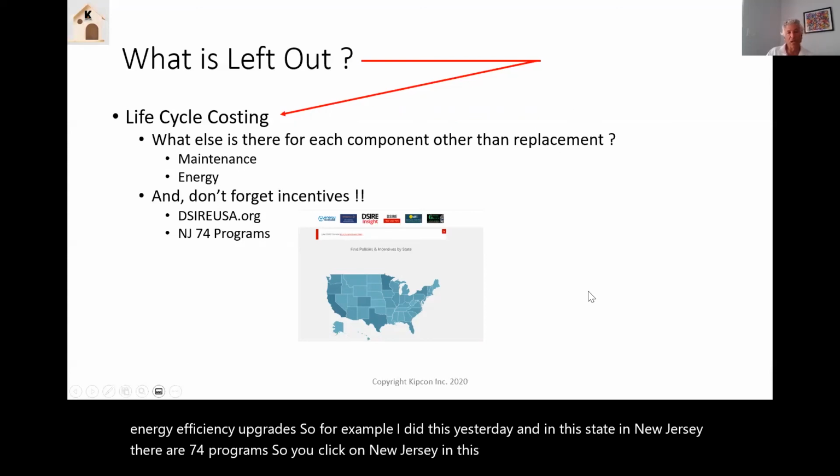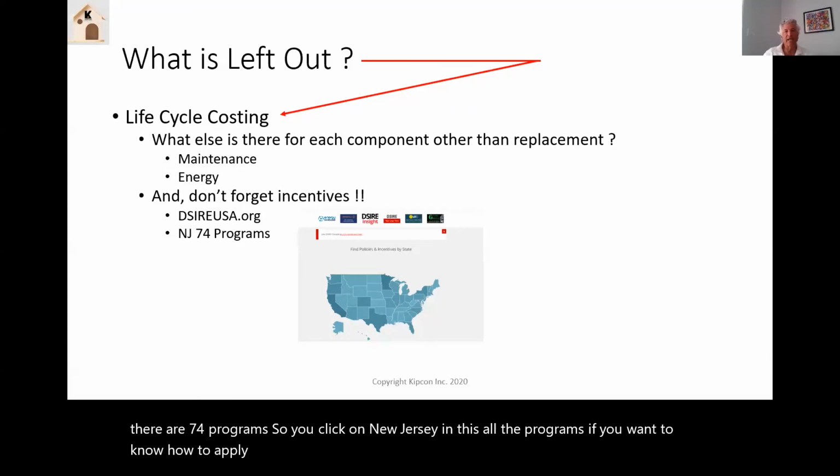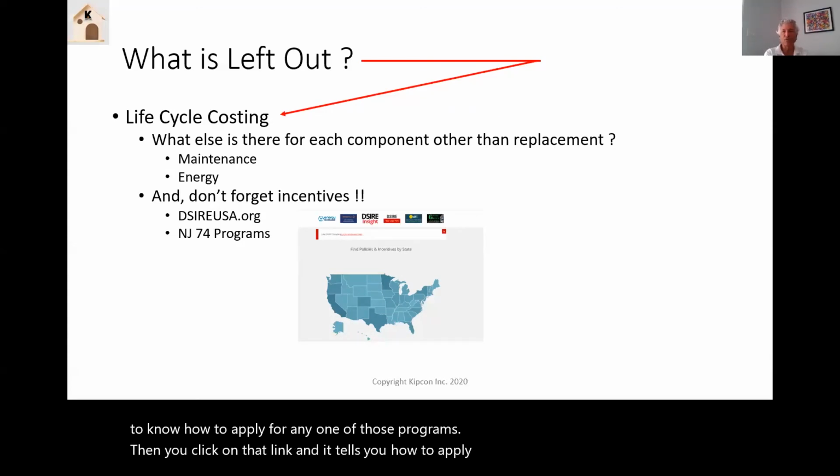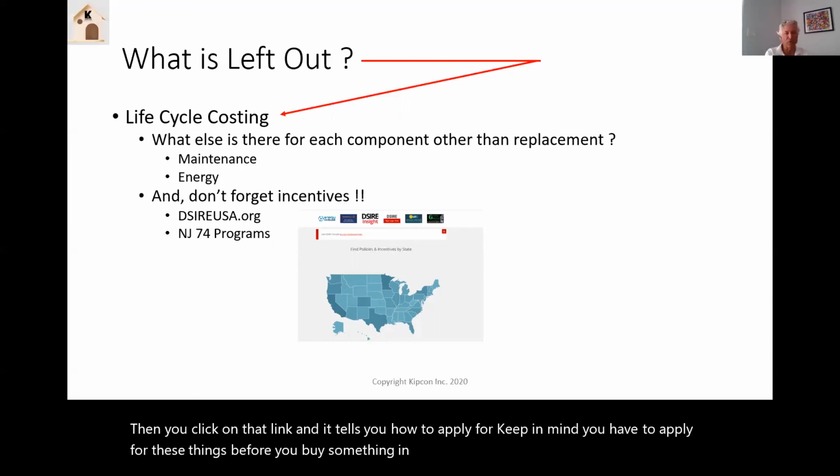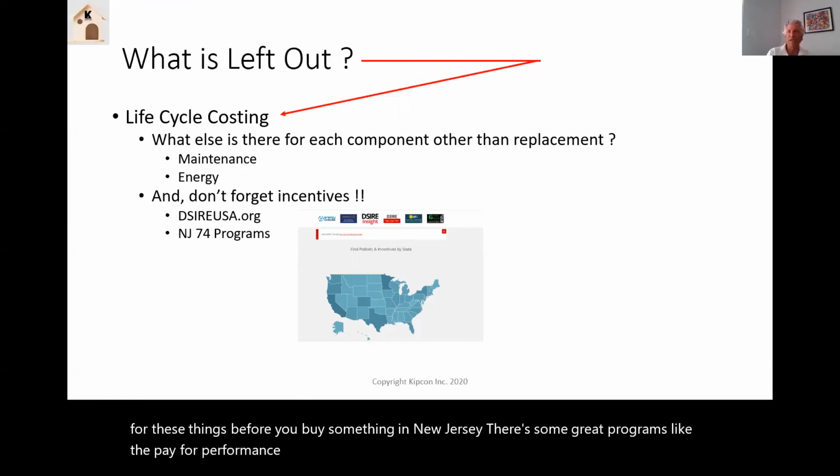If you want to know how to apply for any one of those programs, you click on that link and it tells you how to apply for it. Keep in mind, you have to apply for these things before you buy something. In New Jersey, there are some great programs like the Pay for Performance program and Direct Install, there's a number of them. And if you want more information, either look there or give us a call.